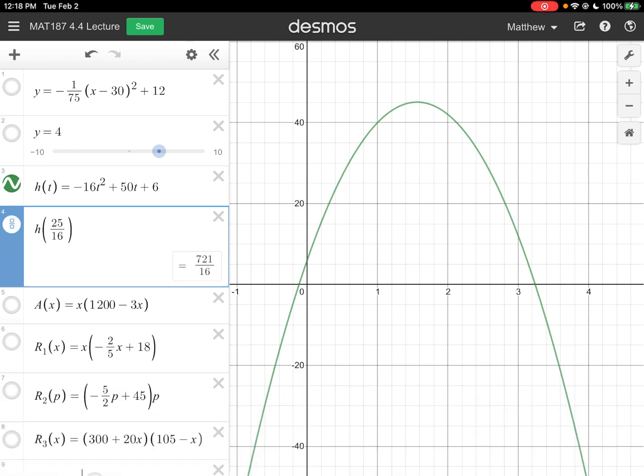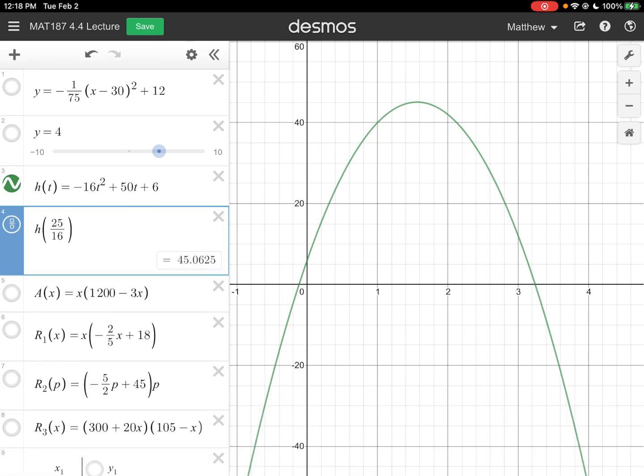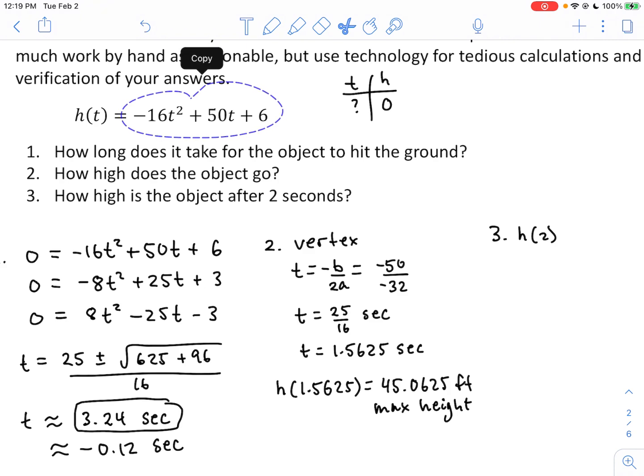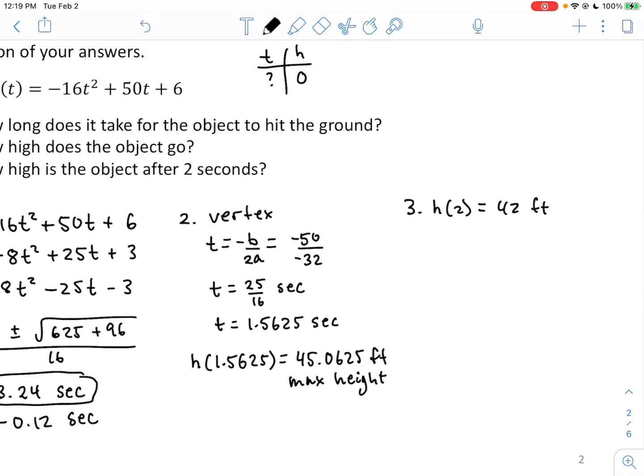If you want it in fraction form, just hit that symbol there. But let's go with decimal form. 45.0625 measured in feet is the max height. Next question here was, how high is the object after 2 seconds? To answer that question, we just have to do h of 2. Just plug a simple 2 in and do a calculation, and we get 42. It's 42 feet, 2 seconds after release.